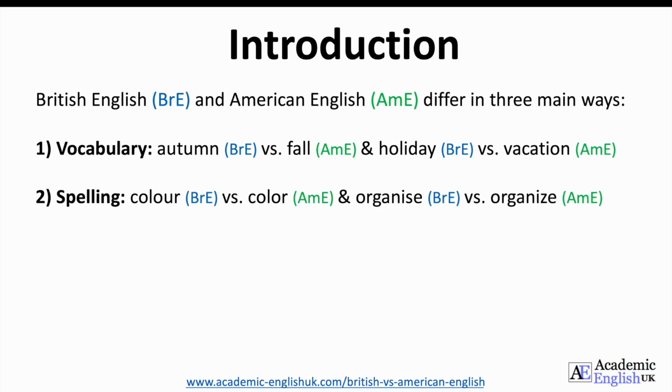The second difference is spelling. Colour in British English has a U, but color in American English is without. And the word organise has an S in British English, but in American English it has a Z.